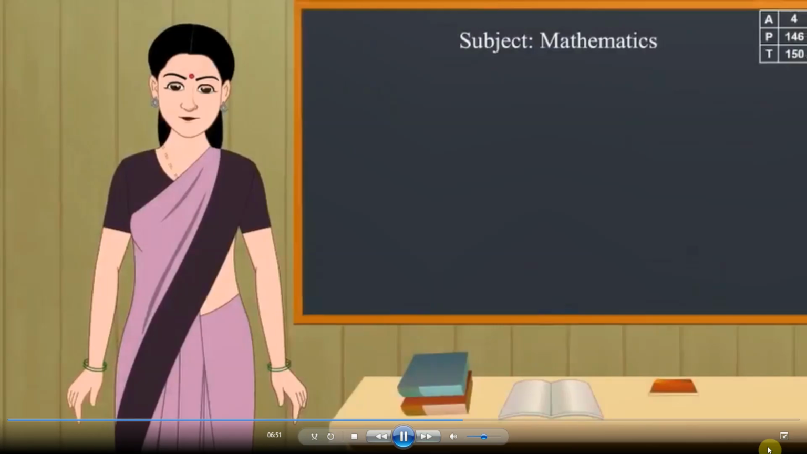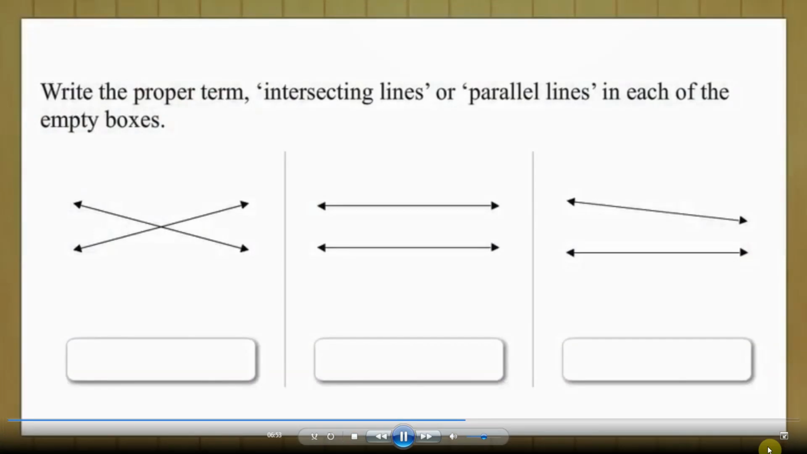Now, students, think and solve the questions below. Write the proper term, intersecting lines or parallel lines, in each of the empty boxes. Intersecting lines. Parallel lines. Intersecting lines.